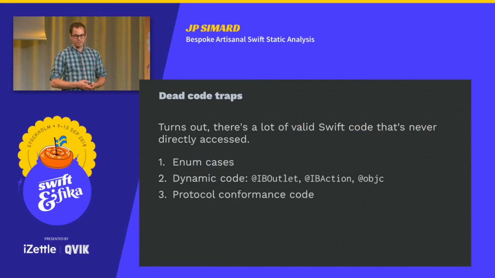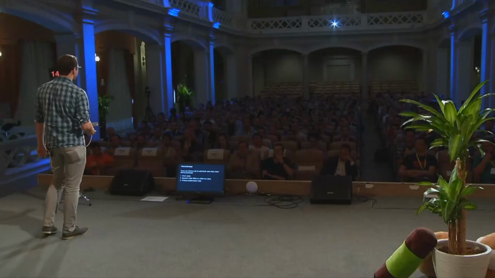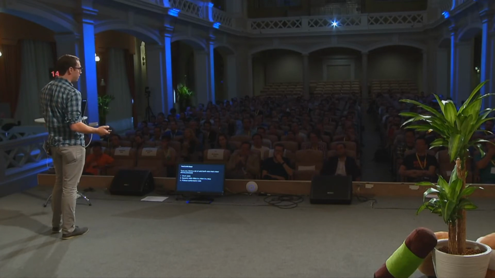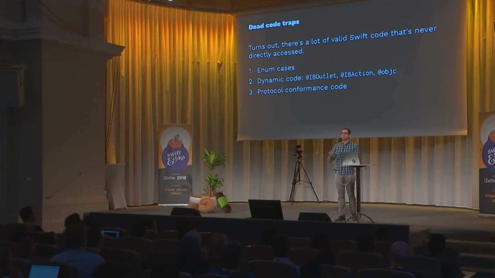There's a number of other cases, right? Dynamic code. Say you have IB outlets or IB actions or @objc annotated functions. Well, you might never be calling those directly, but because of the dynamic nature of these calls, they might still be used. So SwiftLint also kind of ignores those. Or protocol conformance code. Say our bagel and Fika conformed to the food protocol, and you never actually ate a direct, concrete instance of either of them, but you only ever accessed it through the protocol, well then those functions might come out as unused. So this is a case where there's false positives.